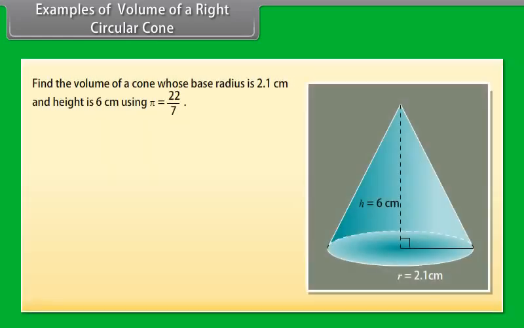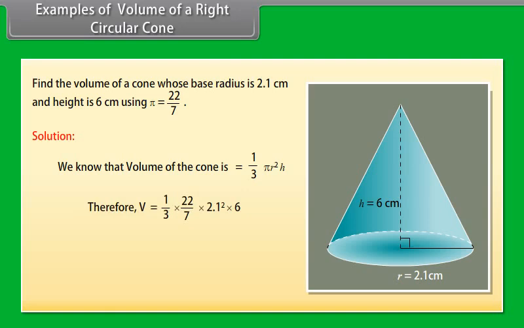Examples of volume of a right circular cone. Let us now solve an example. Find the volume of a cone whose base radius is 2.1 cm and height is 6 cm, using pi as 22 upon 7. Solution. We know that the volume of the cone is 1 upon 3 pi r square h. Therefore, V is equal to 1 upon 3 into 22 upon 7 into 2.1 square into 6, which is equal to 27.72 cm cube.